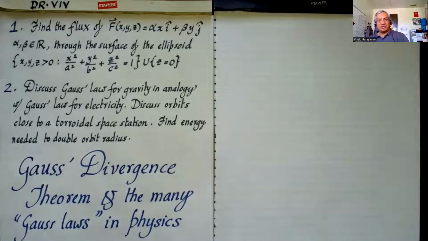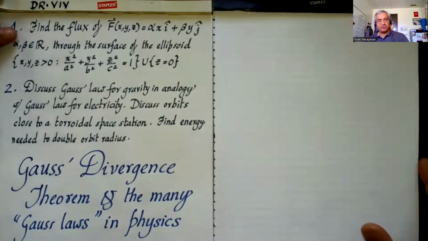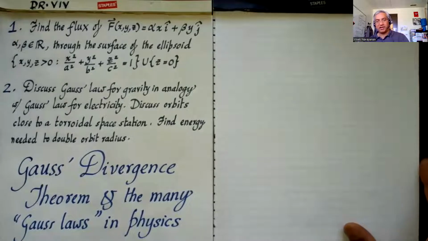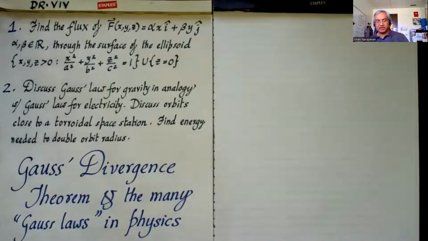In this video, we shall be discussing the very important divergence theorem of Gauss and related applications of the same. So we'll start off like we did in the previous video with a basic computation. In this case, you're asked to find the flux of the vector field specified here. It's got the x and the y components, and it's not got the z component, to keep things manageable. Alpha and beta are any two real numbers.